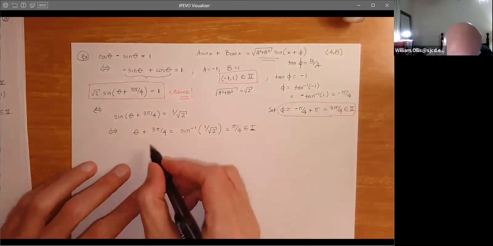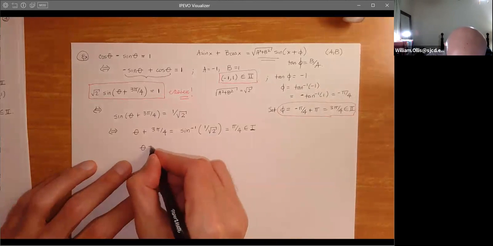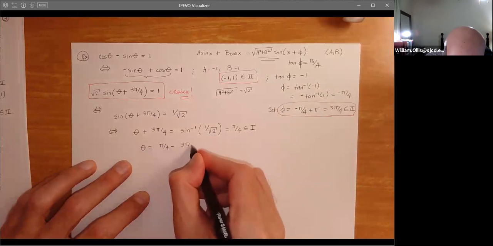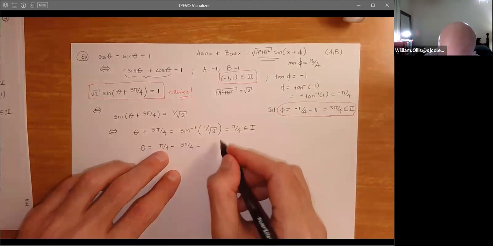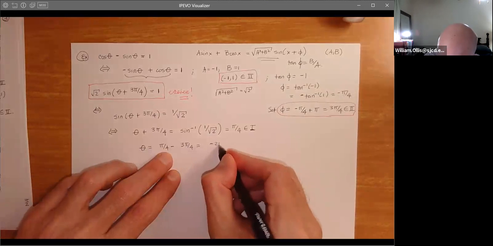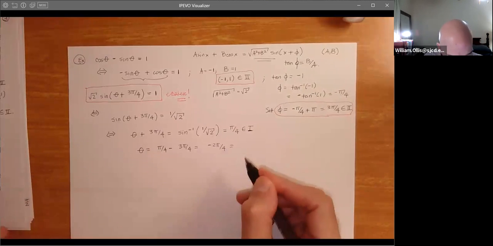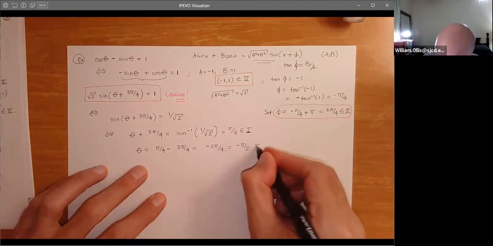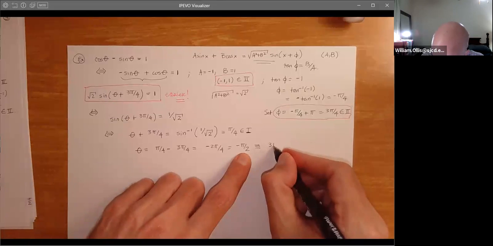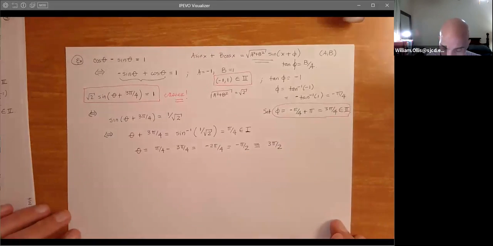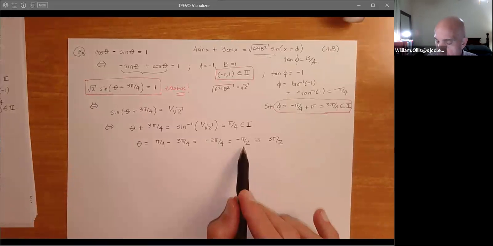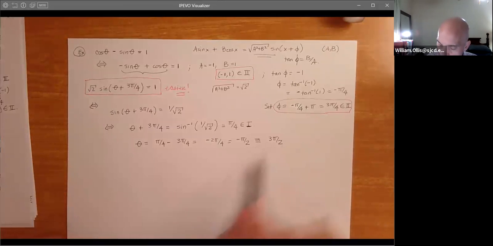But now when we look at this, we see that theta equals pi over 4 minus 3 pi over 4. So this is going to be negative 2 pi over 4, which is negative pi over 2. But this is congruent, if you add 2 pi, to 3 pi over 2. So when we look at this, it doesn't mean that we don't want to have a negative answer or whatever. That's okay. We just mod out by 2 pi here to get this.